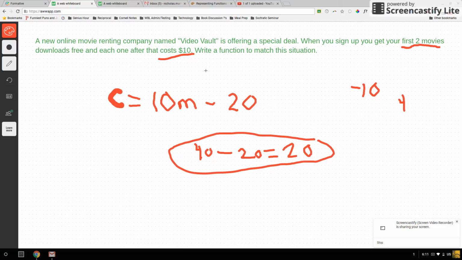So you're going to go back. I'm going to give you a few situations for your problems, and you're going to be writing these functions to go with them. Good luck.